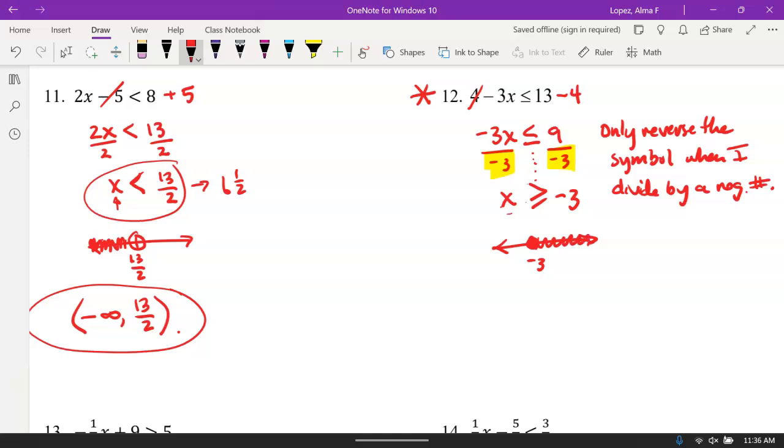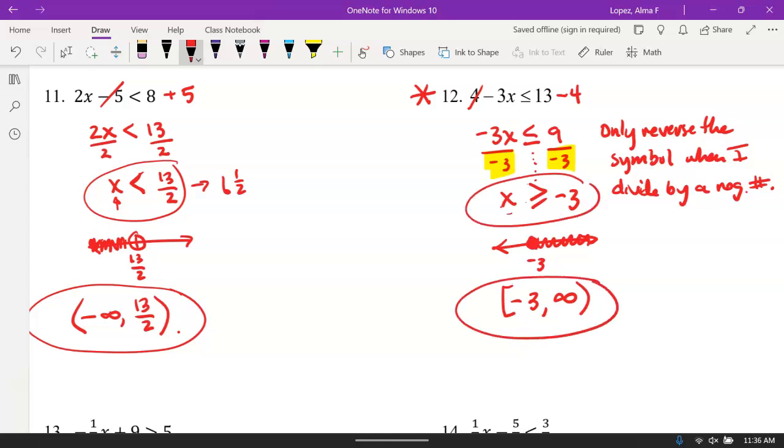Now read it the way you read an English sentence from left to right. The shading starts at negative 3 and goes all the way to infinity. Infinities get parentheses, and those solid circles get brackets. There's our equation answer. There's our interval notation.